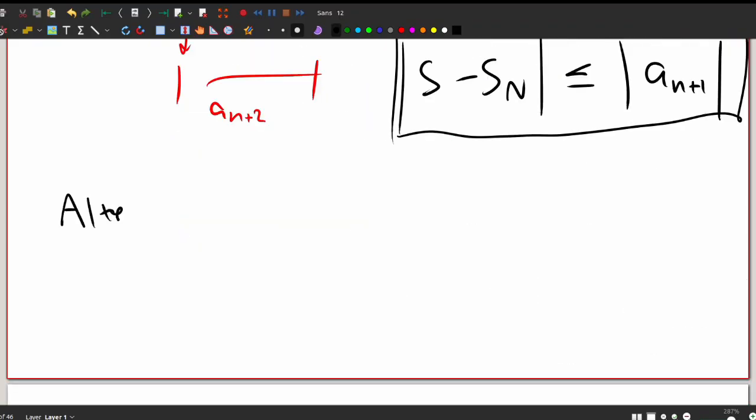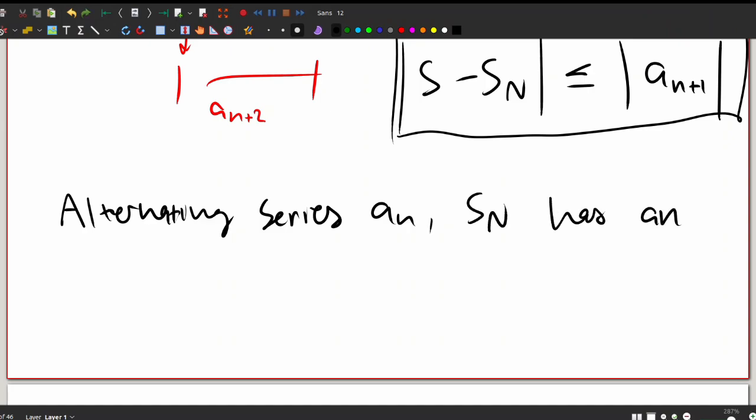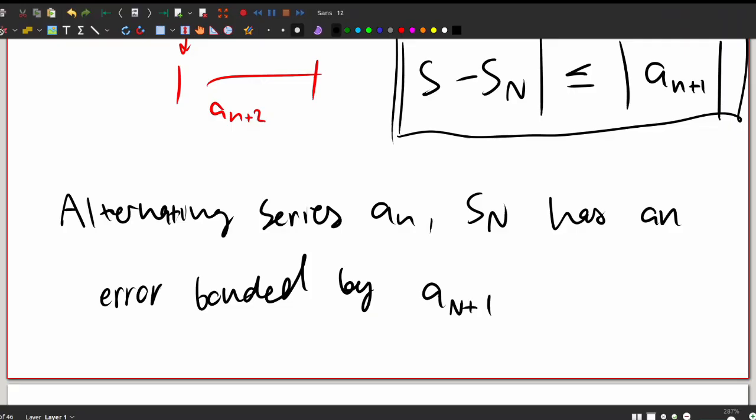If we have an alternating series a of n, and we approximate the sum with n terms, so S of capital N, the error is bounded by the first unused term, which will be a of n plus 1.